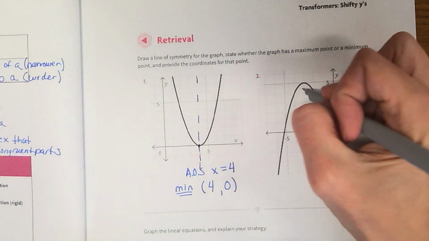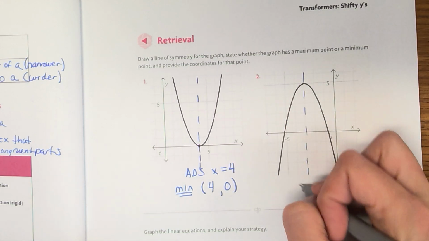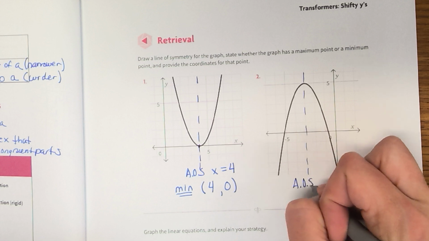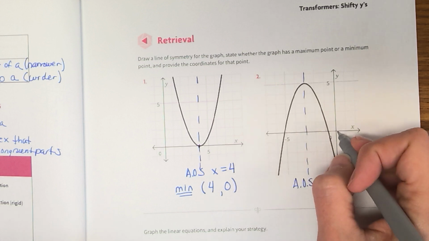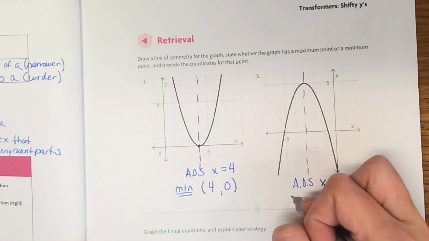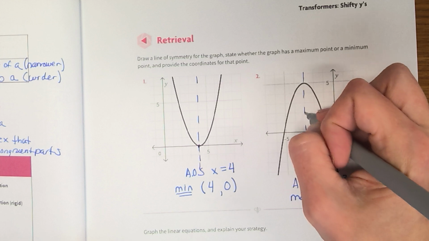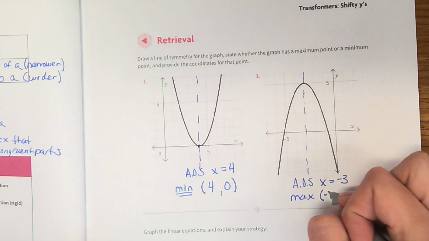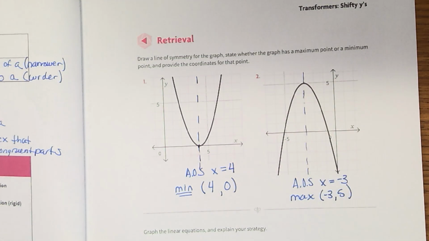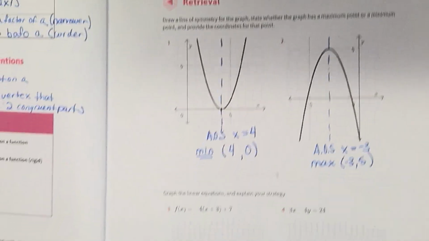All right, take a look at this one. We've got an axis of symmetry going just right here. We can draw it right in there. Our axis of symmetry is going to be at x equals, if this is 0, 1, 2, 3, -3. In this case, we have a maximum, and it's located at -3, 1, 2, 3, 4, 5. I think I did that right. Double check me there.